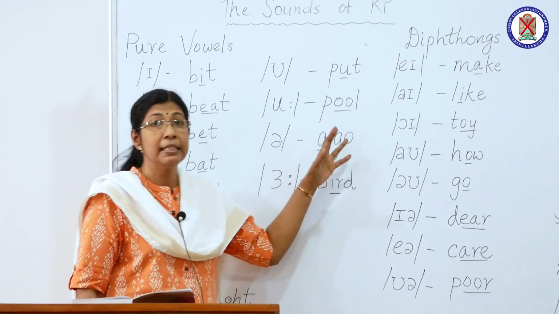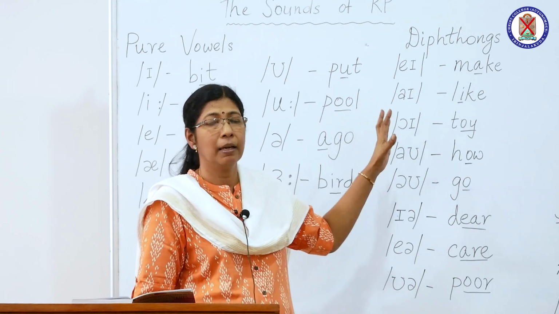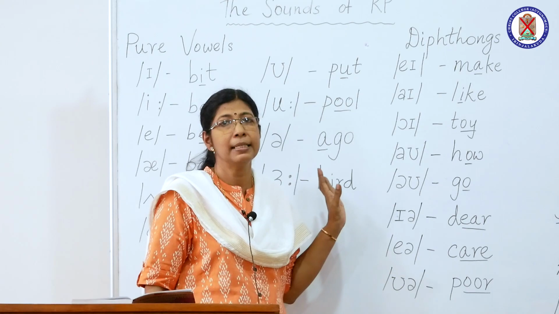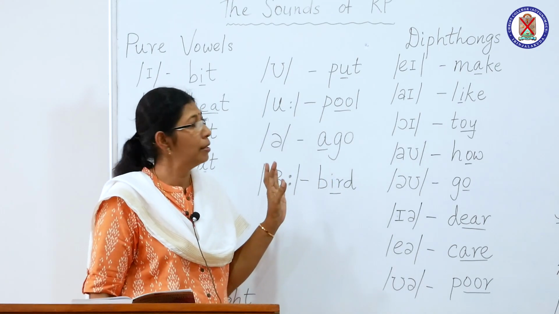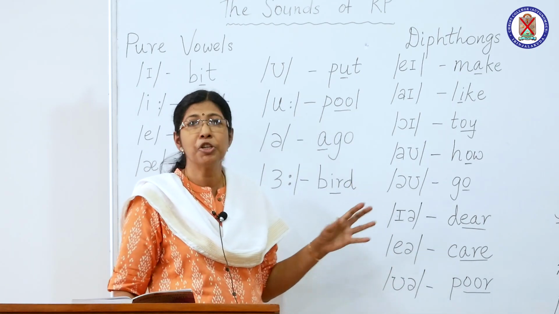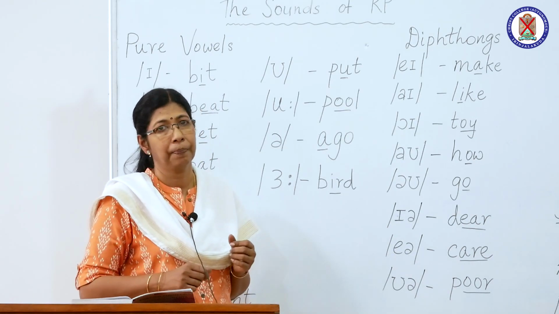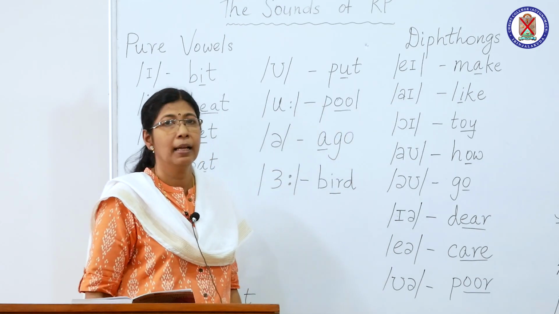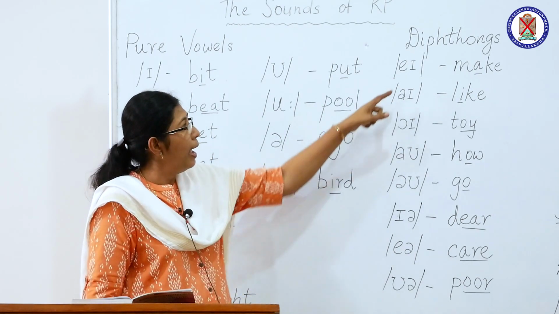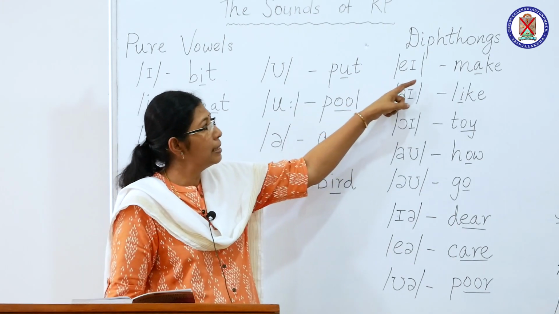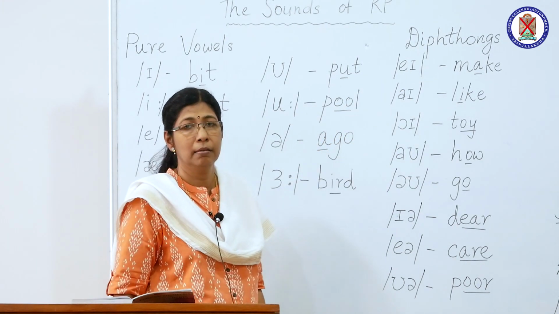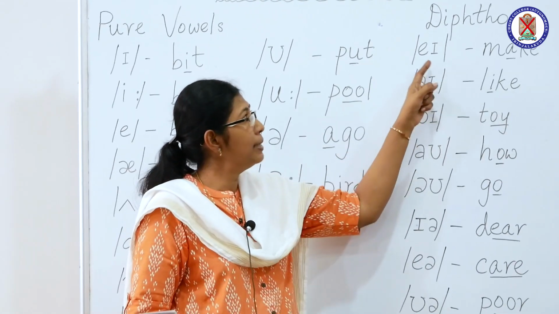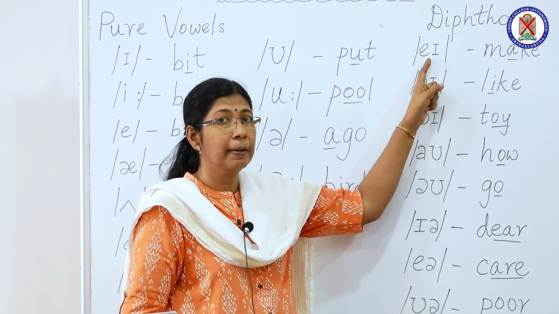Now coming to the diphthongs, the remaining 8 vowel sounds. They are different from the 12 vowels that we just saw, because here we have a combination of 2 vowel sounds. The first diphthong is A, as in the word make, make. Here we have the letter A representing the sound A.